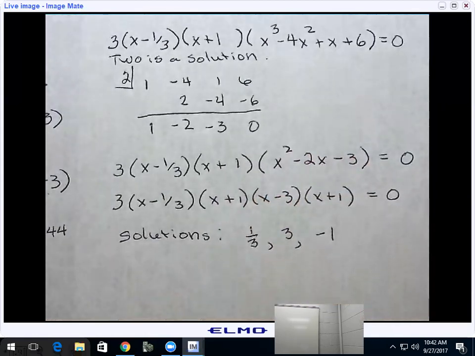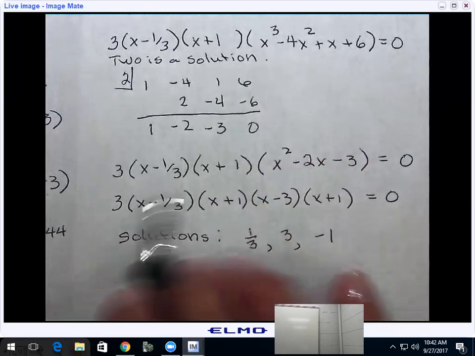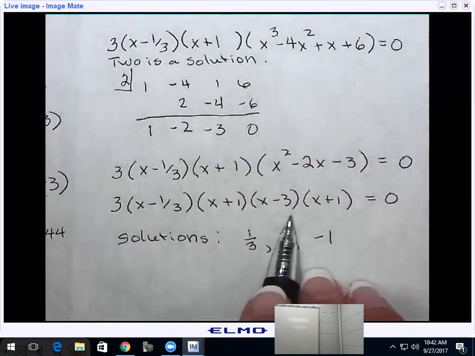And if you're just writing solutions to an equation, you don't have to worry about multiplicity. Multiplicity comes in when you're graphing, but you can say x minus 2 is, go back to the equation. We said it was a solution.